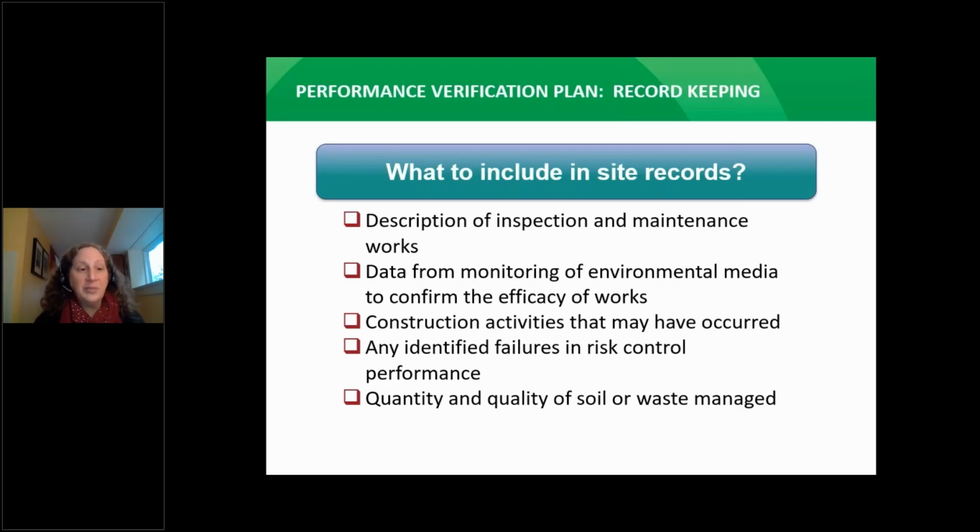Records of risk control maintenance and monitoring activities performed on the site should include the following: a description of the inspection and maintenance work, data from the monitoring of environmental media to confirm the efficacy of works, construction activities that may have occurred, any identified failures in risk control performance along with the measures to restore their efficiency, and the quantity and quality of soil or waste managed or disposed of as part of the engineered works. Next slide, please.